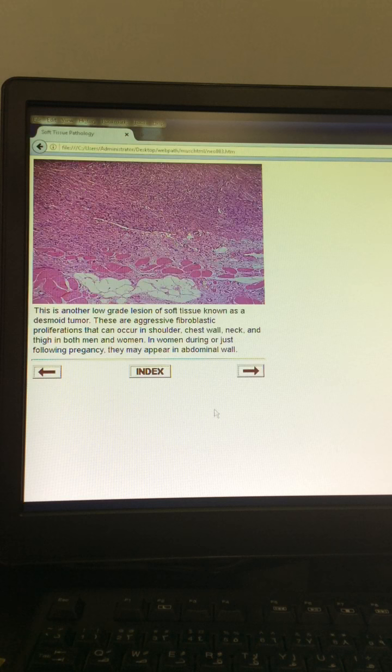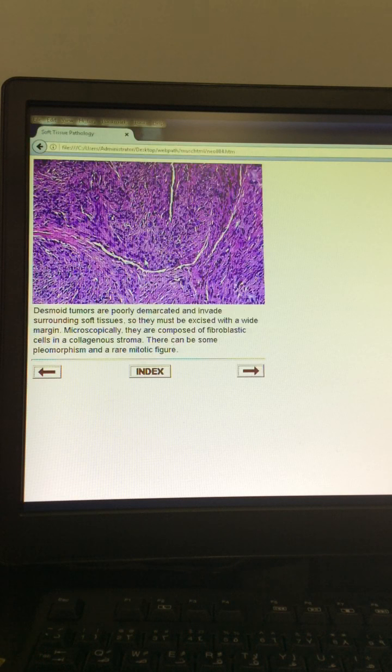Okay. So this is the higher power magnification where you can see a proliferation of myofibroblastic spindle cell in a fibrous stroma infiltrating the adjacent muscle and fatty tissue. Okay, so this is a low-grade fibromatosis or low-grade tumor fibrous tissue اللي هو fibromatosis.